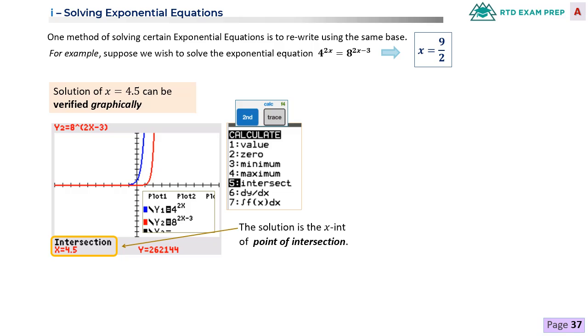This is because if there's a point of intersection, that means at a certain x value, both sides of the equation will output the same value. This means the left side and right side are equal, and our equation has been satisfied. So, the x-coordinate of the point of intersection is the solution to the equation. Here we see that the point of intersection happens when x is 4.5. That is equivalent to 9/2.